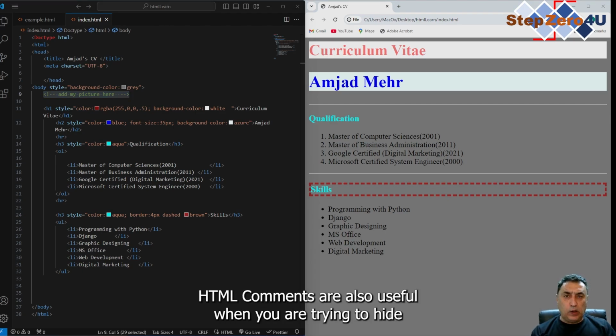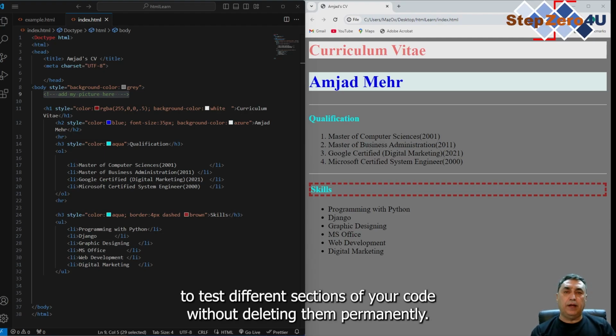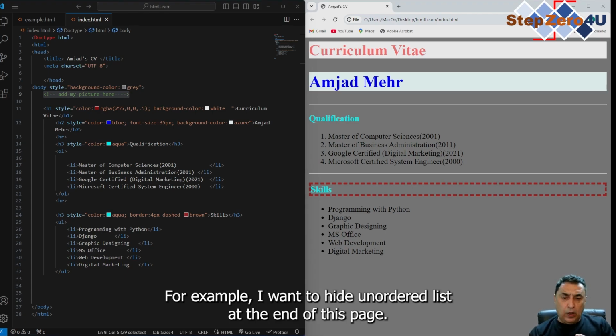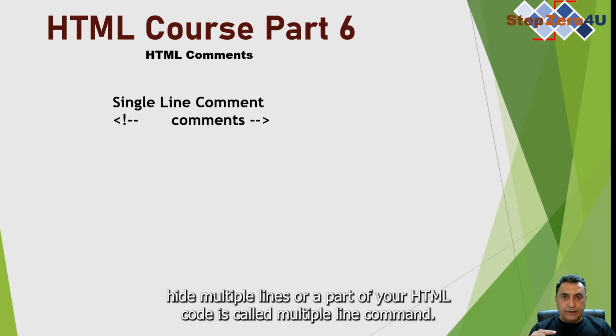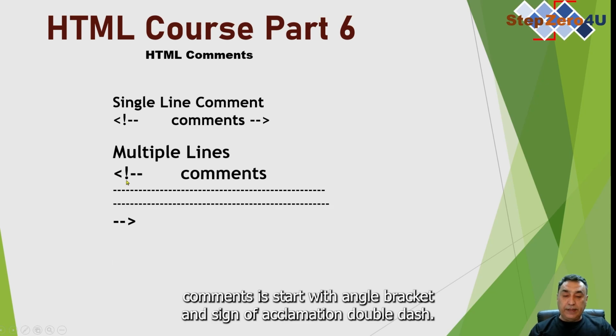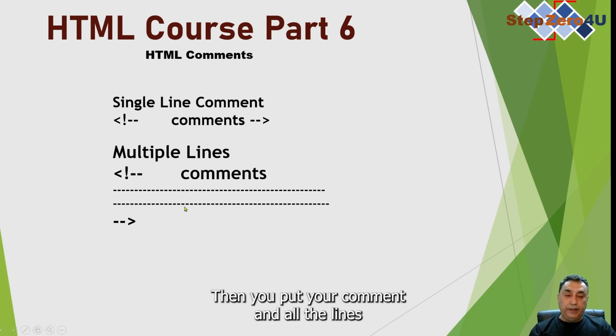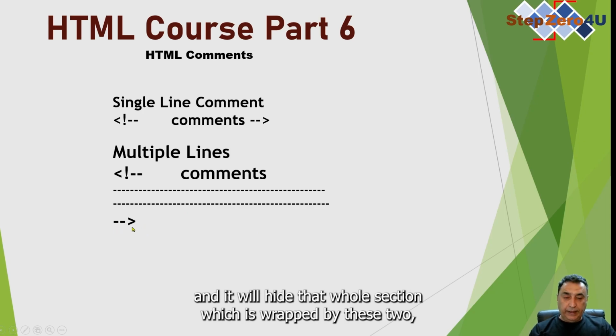HTML comments are also useful when you are trying to hide a certain part of your code, like when you are debugging or trying to test different sections of your code without deleting them permanently. For example, I want to hide the unordered list at the end of this page. Such comments to hide multiple lines or a part of your HTML code are called multiple line comments. The syntax for multiple line comments starts with angle bracket, sign of exclamation, double dash, then you put your comment and all the lines you want to hide, then double dash and closing angle bracket, and it will hide that whole section which is wrapped by these two signs.